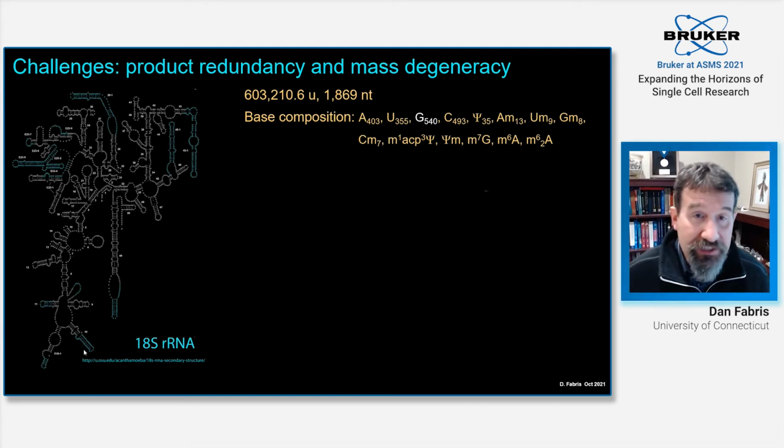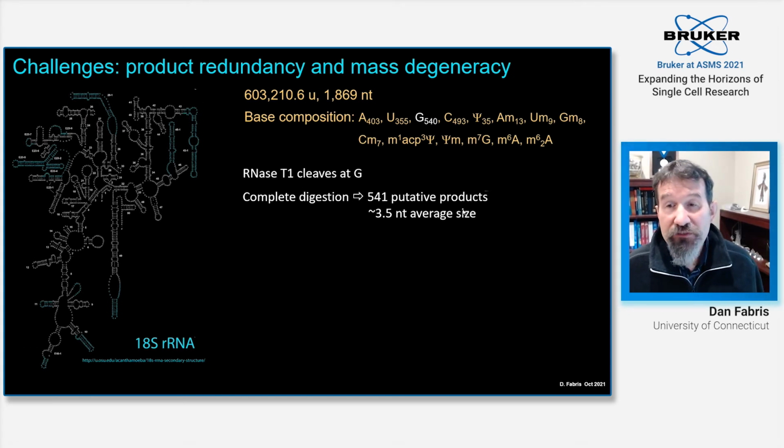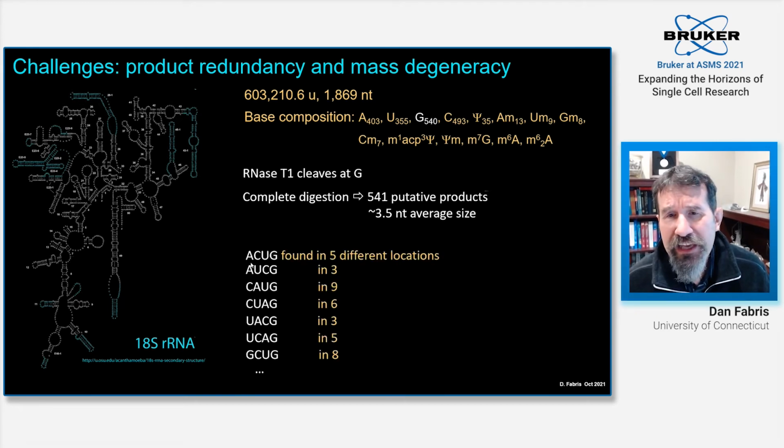If we were to digest this construct in solution by using, for example, RNase T1 that cleaves at G, we would expect up to 541 putative products. Statistically, each of these products will have about 4 nucleotides in average size. So if we think in terms of tetrameric products, like in this case ACUG, the same sequence could be found in at least 5 different locations within the sequence of the 18S ribosomal RNA.